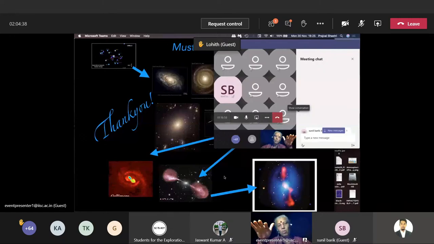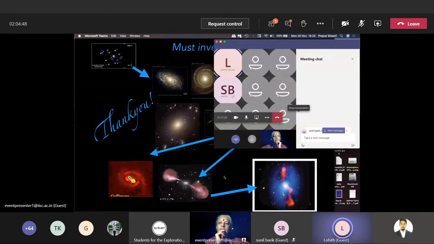Hello, ma'am. I'm Lohit. I'm from Coimbatore. So I have a doubt. You were earlier telling that quasars were showing redshift, but how did they detect the redshift? They need a nearby sample to detect that redshift, right?